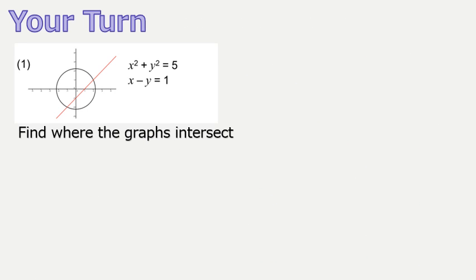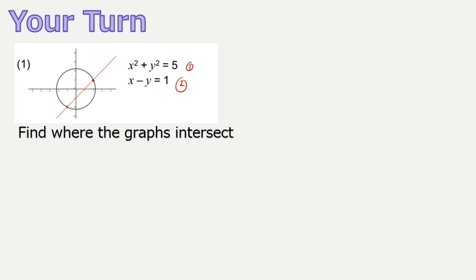So a similar example for you to have a go at. Pause the video, give it a go, and then watch the solution. So I'm going to label the equations 1 and 2. I've got to find where they intersect, which is here and here on the graph. And we can do this simultaneously. So it's just a simultaneous equation sort of hidden within a graphical scenario.